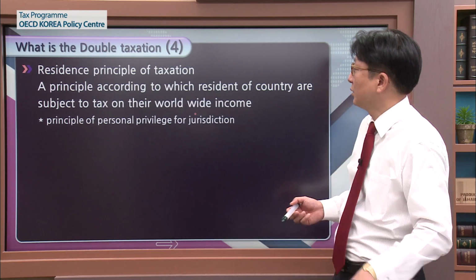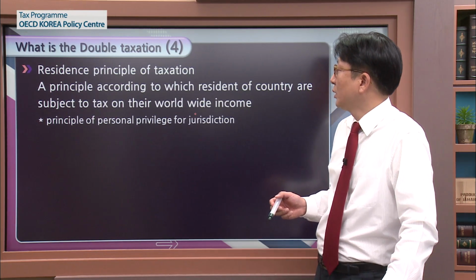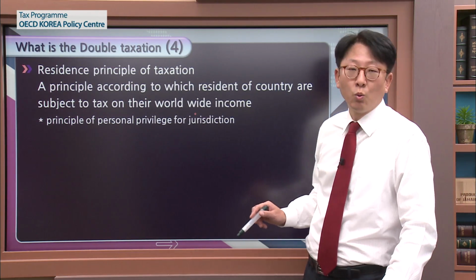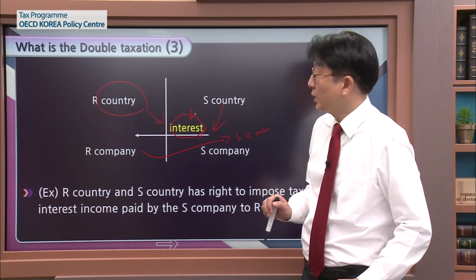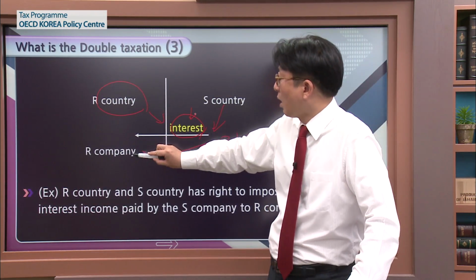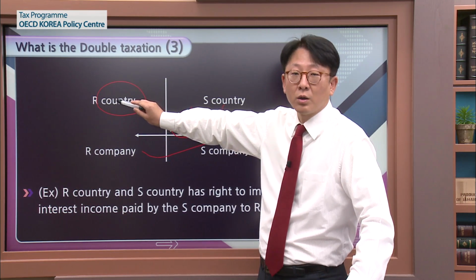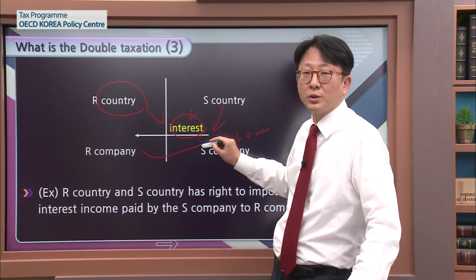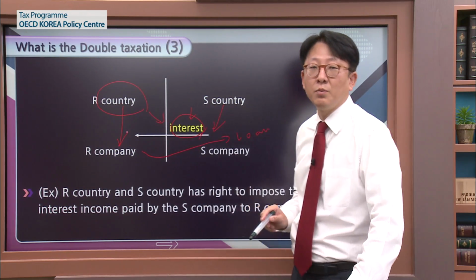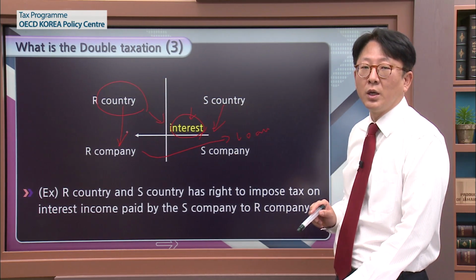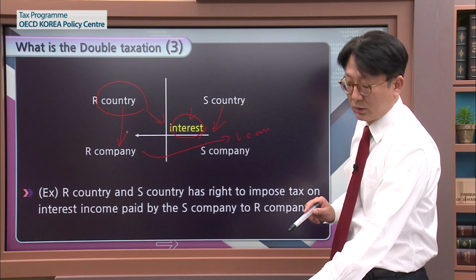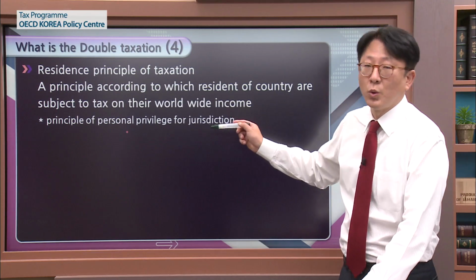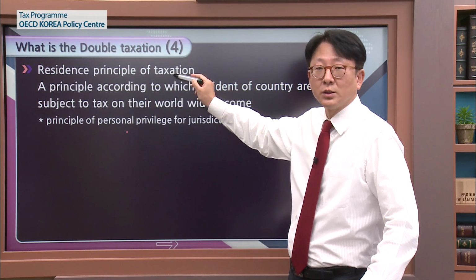Residence principle of taxation is the principle according to which residents of a country are subject to tax on their worldwide income. As I explained to you, because the R company is the resident of country R, all income they earned from all over the world, including this interest income, our country can claim taxation on. The income earned by a resident of the country. This is the residence principle of taxation.